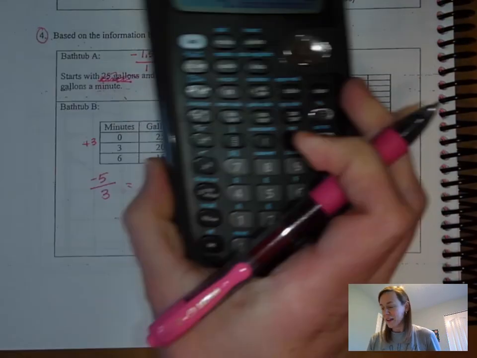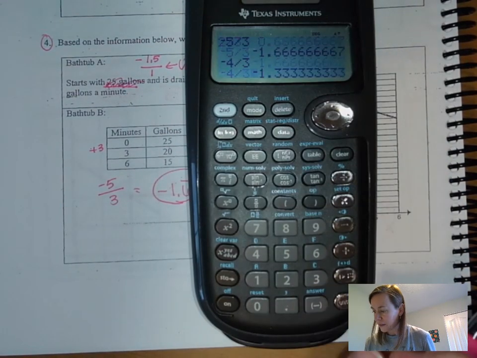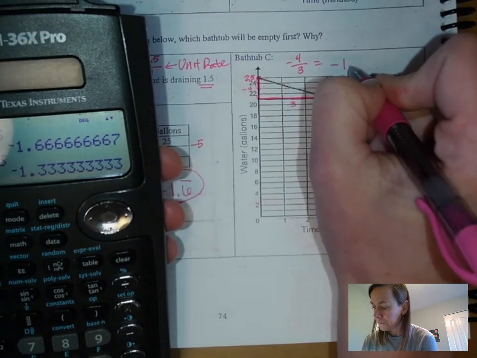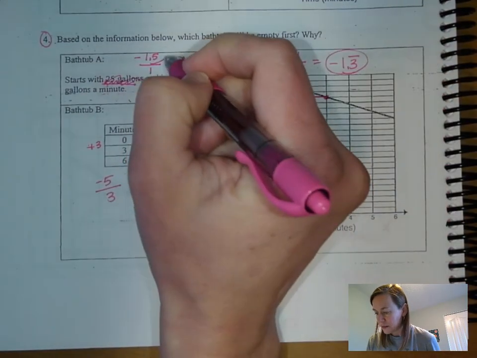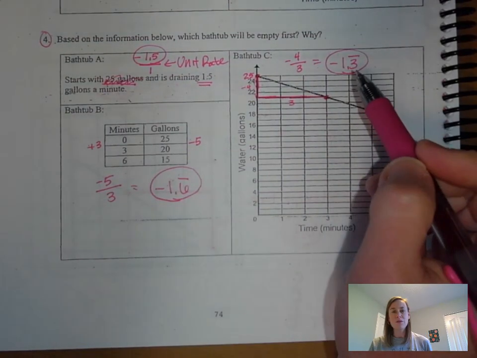Okay, once again, we divide. So I have my -4 divided by 3. And that's going to give us -1.3 repeating. Okay, so we have our 3 unit rates here: -1.5, -1.6 repeating, and -1.3 repeating.